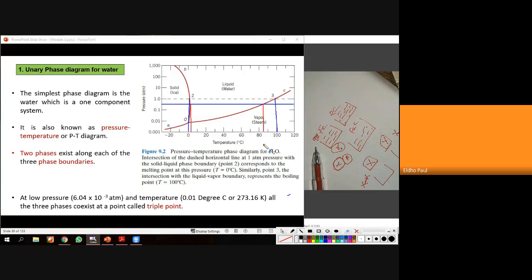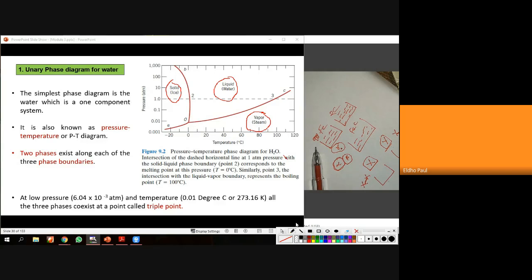So all the information is available from this diagram, and this diagram is called the phase diagram or PT diagram of water. In this we have 3 phases. The first one is the solid phase, second one is liquid phase, then vapor phase. 3 phases are present here.